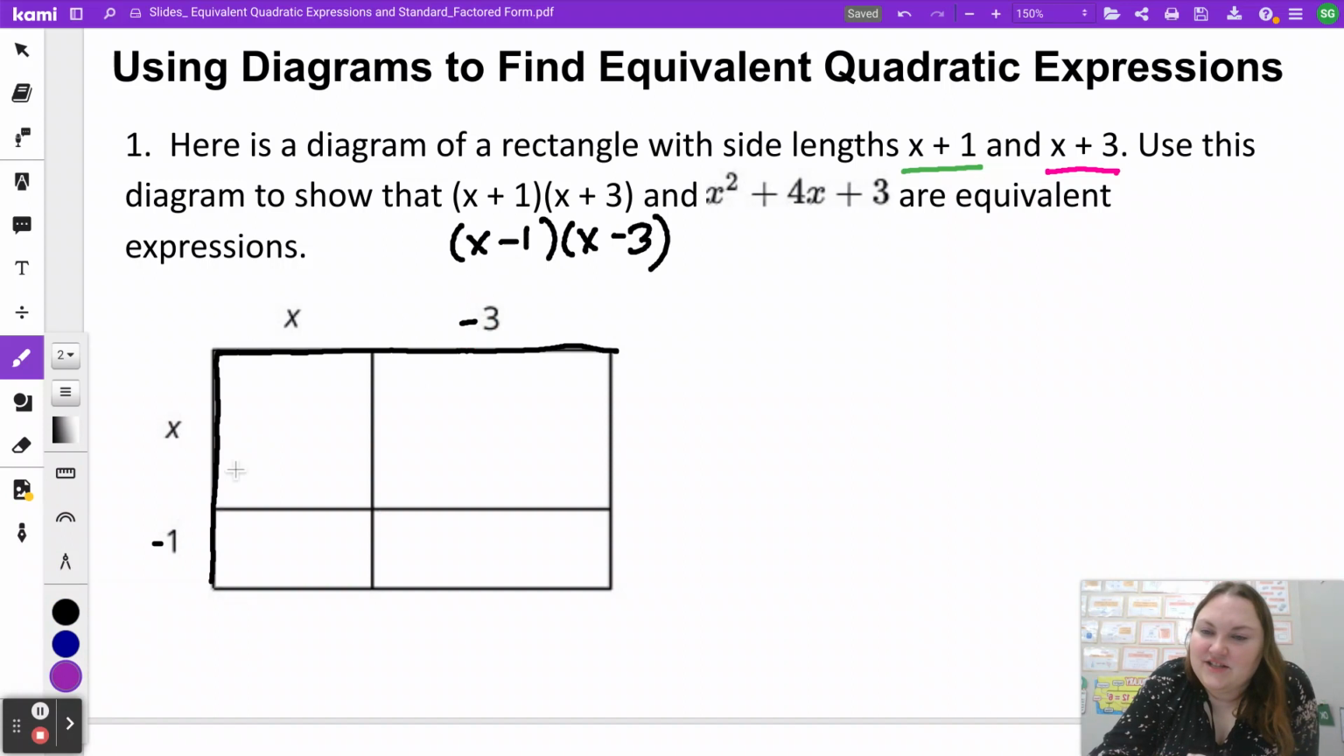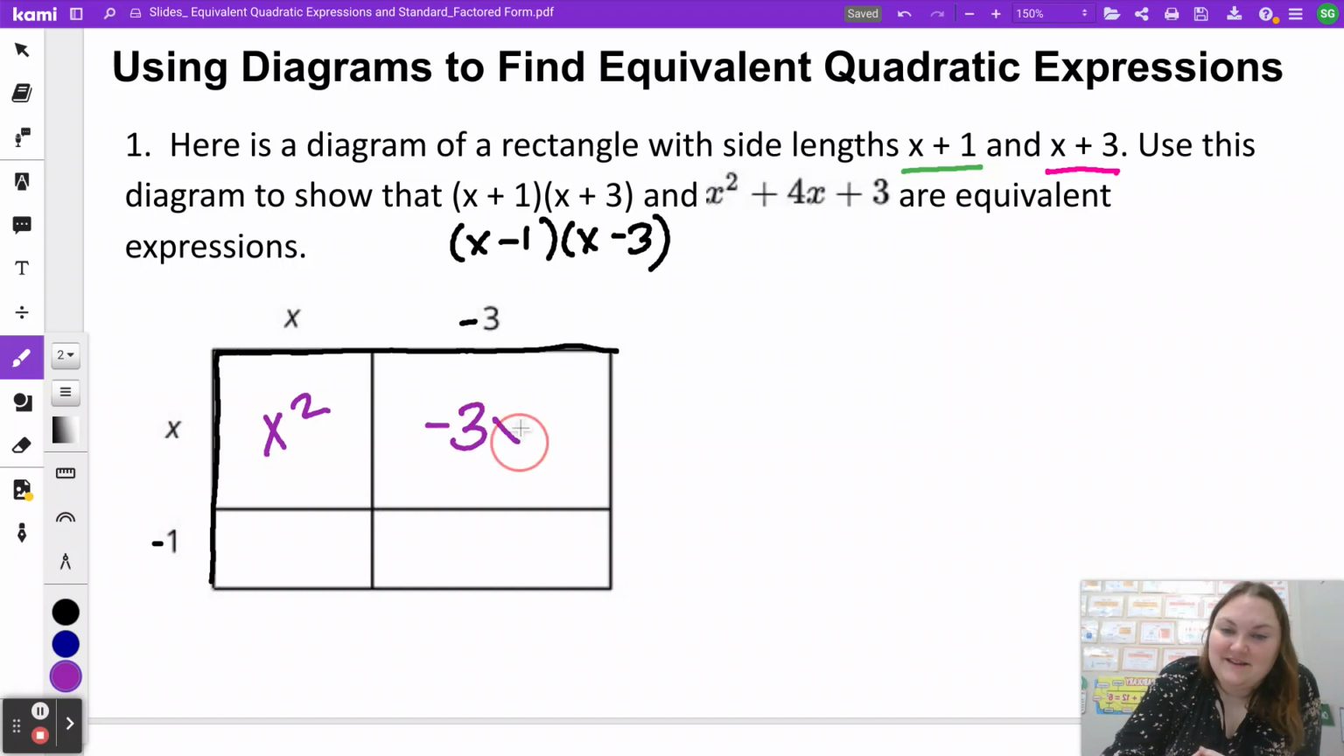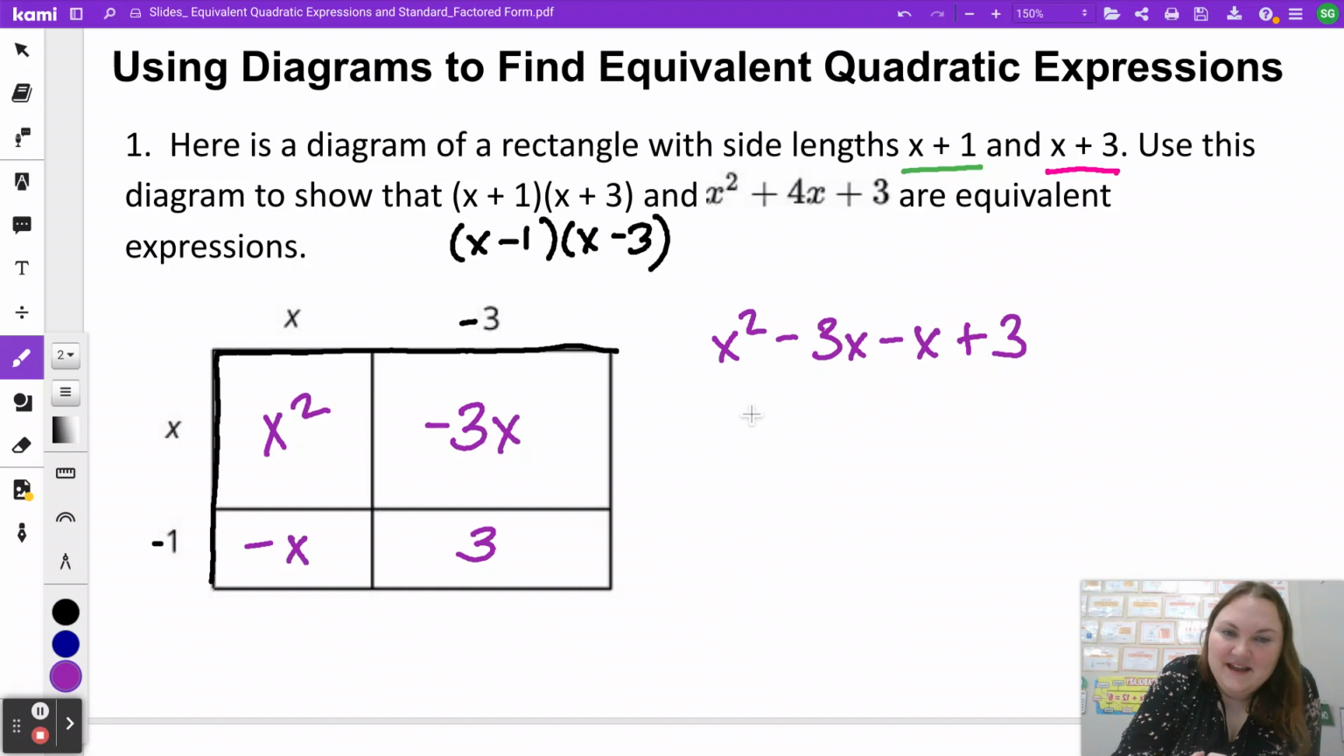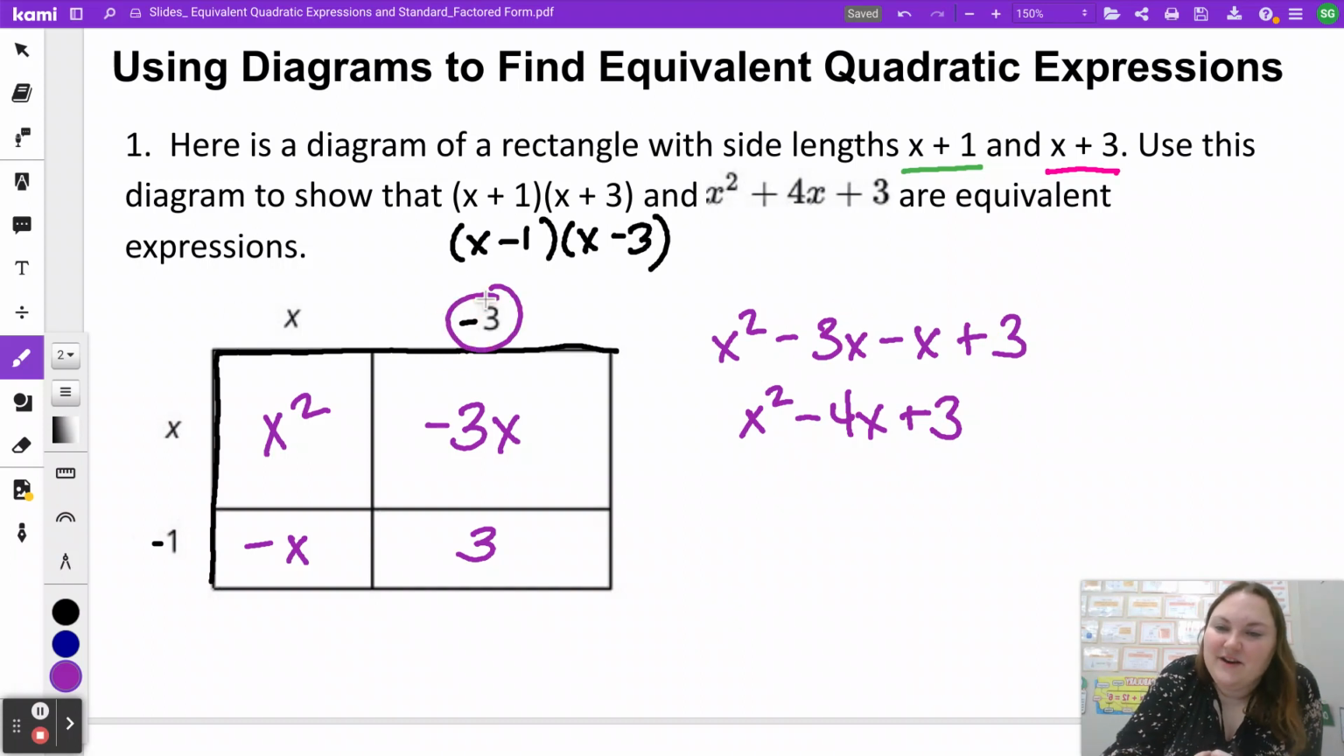Now that wouldn't change this first multiplication problem. X times x is still x squared. But when we do x times negative 3, that would give me a negative 3x here. Negative 1 times x, that would give me a negative x here. But then negative 1 times negative 3, I'm back to positive 3 here. And so this would give me x squared minus 3x minus x plus 3, which would equal x squared minus 4x plus 3. So those negative numbers would just mean that when you're setting up your diagram, you want to make sure you show that pieces are negative.